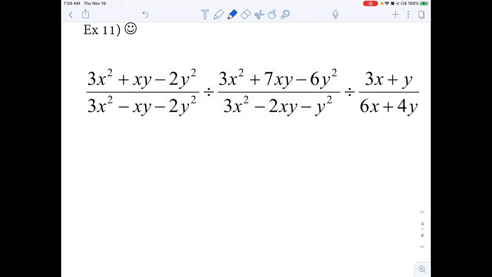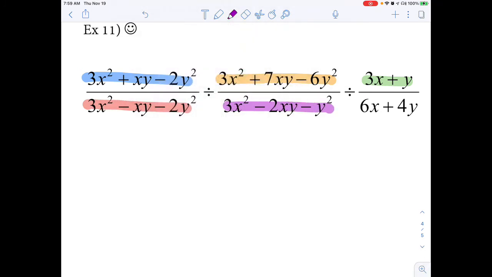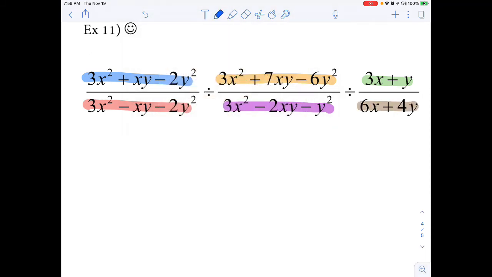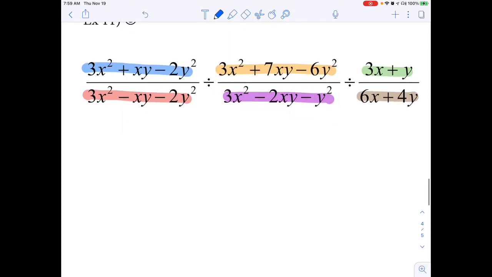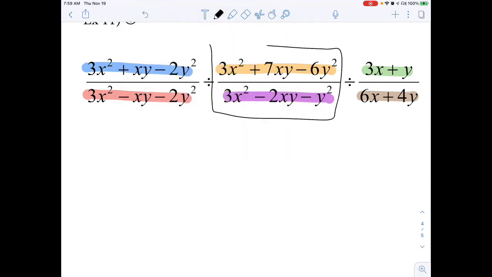I'm going to color code blue. I'm going to color code what other one? Orange. I'm going to color code green. What other color can I use? Red. Let's see, purple. And randomly pick this beautiful brown color. Okay, so let's start with blue. Remember, this fraction is going to flip, and this fraction is going to flip.